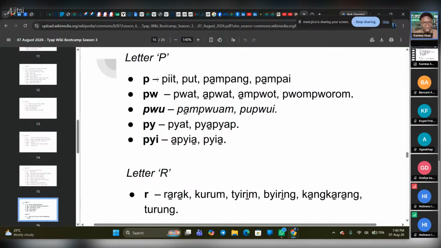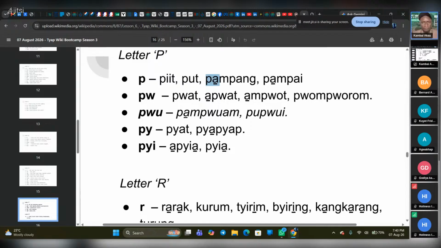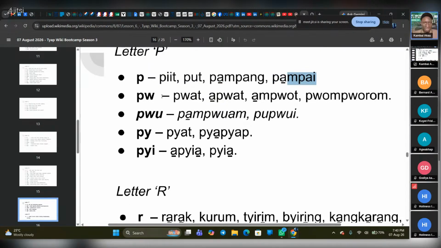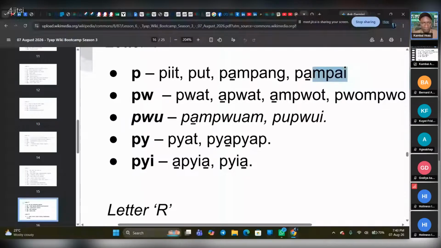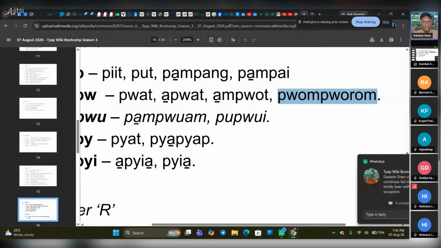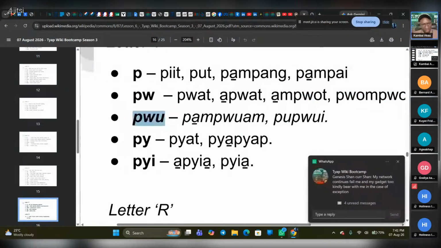And the pure P sound has examples such as put, pampang, and pampai. And then we have the labial form of the P sound. Examples, we have puat, umpot, pomporum. Then we have the long version of this pu sound. Examples, we have pompuam, and then we have pupui.